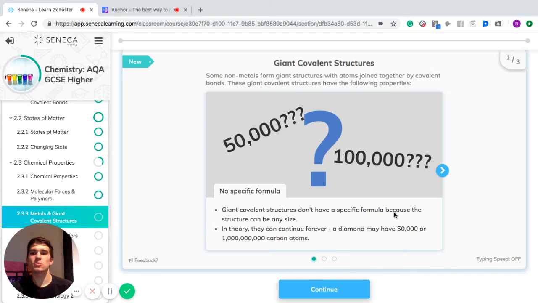So let's have a look at metals and giant covalent structures. Some nonmetals form giant structures with atoms joined together by covalent bonds. These giant covalent structures have the following properties. Giant covalent structures do not have a specific formula because the structure can be any size, and in theory, they can continue forever. So a diamond may have 50,000 or 1 billion carbon atoms.